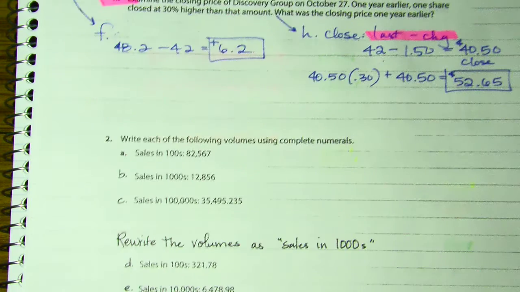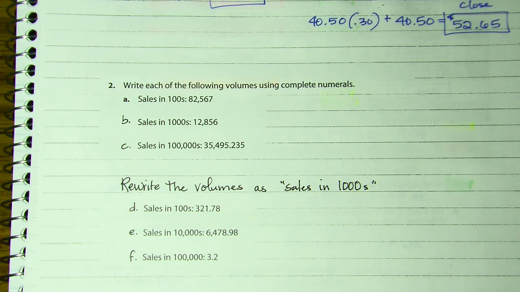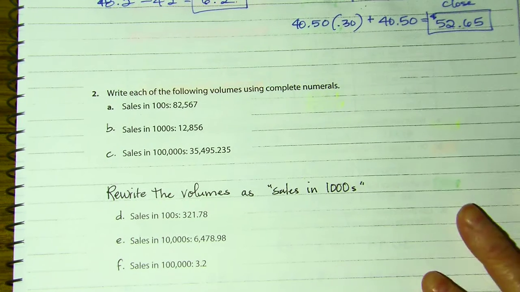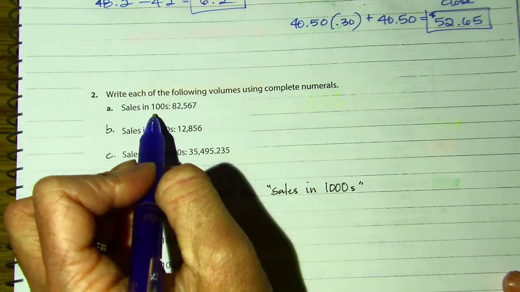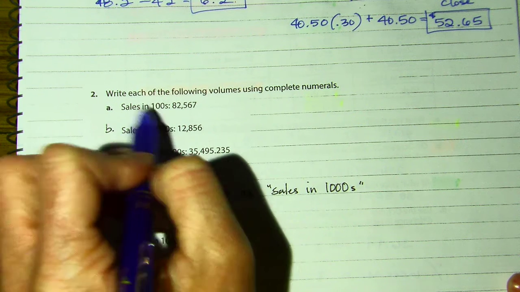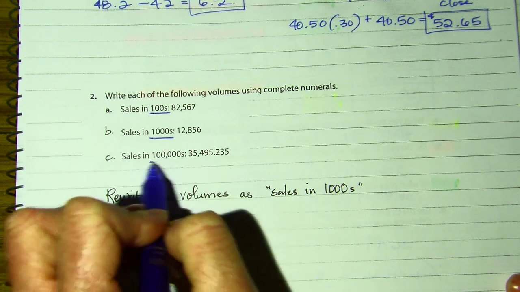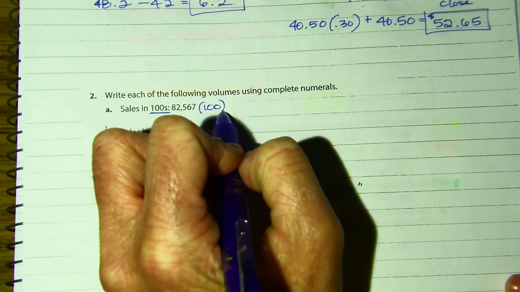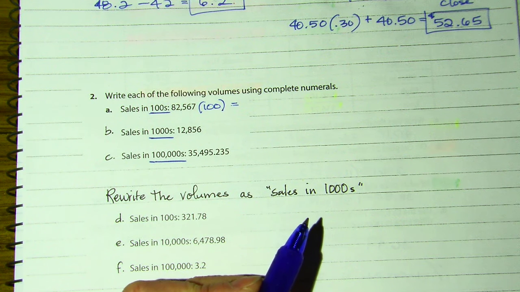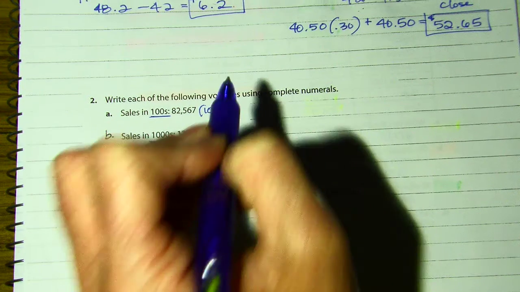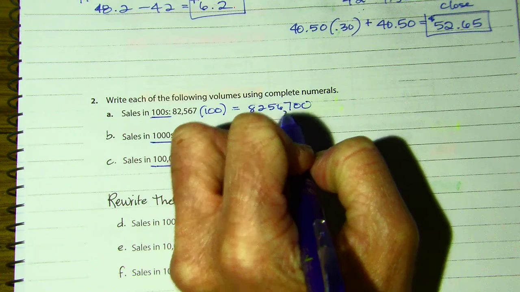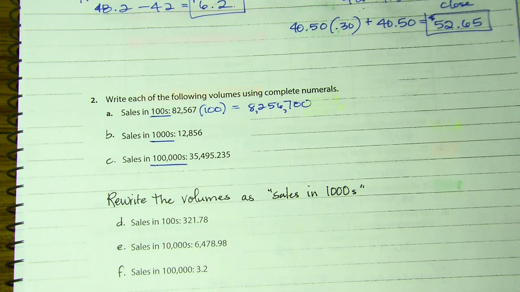All right, moving on. So there is a problem in your homework that has you calculate volume, and I wanted to go over each one. So if it says write the volume using complete numerals, they want us to calculate the volume, and I'm going to multiply by whatever they tell us our sales are notated in. So if my sales are in 100s, then I'm multiplying this by 100. So to put it simply, you're just going to add 2 zeros. So 8, 2, 5, 6, 7, 1, 2. That's the shortcut for multiplying by 100.